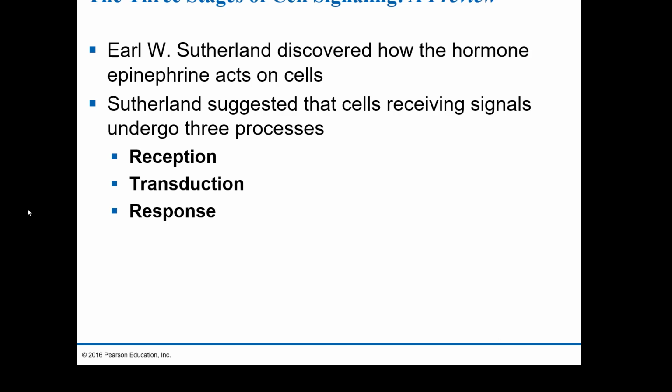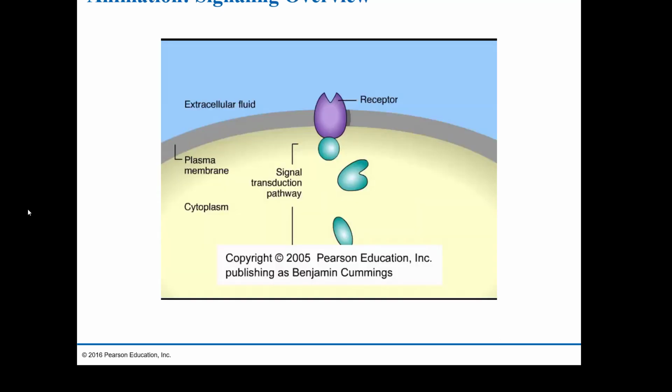So those 3 stages were discovered basically by this guy, Earl W. Sutherland, and this is on long distance signaling. And basically what he learned is that you receive reception of the stimulus, transduction of the stimulus, understanding it, and then responding to that stimulus.